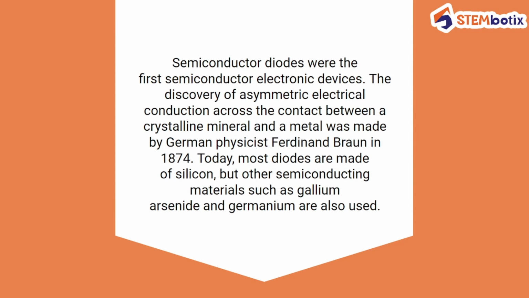So, what are diodes and the history of diodes? Semiconductor diodes were the first semiconductor electronic devices. The discovery of asymmetric electrical conduction across the contact between a crystalline mineral and a metal was made by German physicist Ferdinand Braun in 1874. Today, most diodes are made of silicon, but other semiconductor materials are used, such as gallium arsenide and germanium.